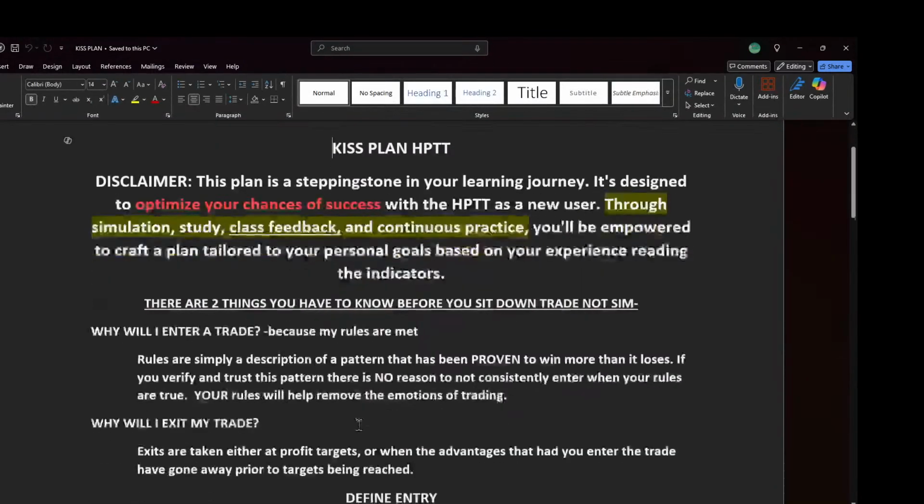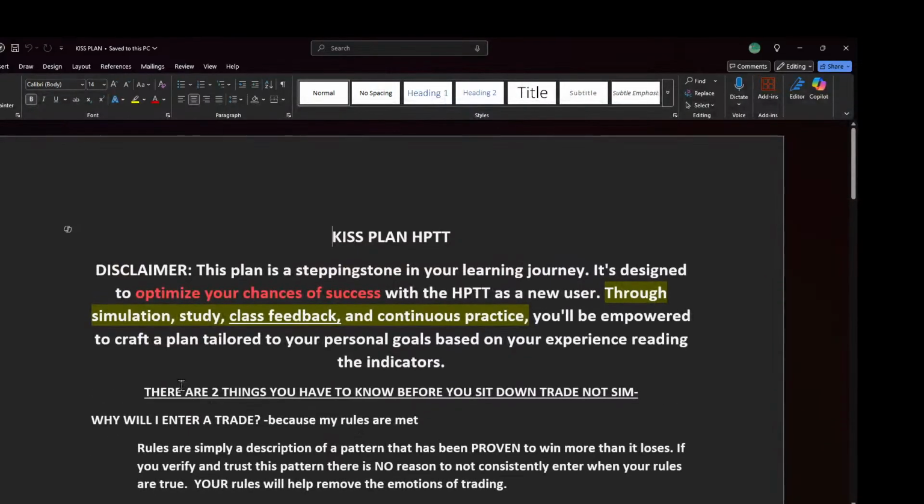The KISS plan uses that checklist. And the KISS plan is a stepping stone in your learning journey, guys. It's the beginning. It's step one. This is freshman year in high school. And this plan is designed to optimize your chances of success with that high probability trend trade as you learn to read your indicators. It's going to be through simulation, through study, through class feedback, continuous practice. You'll be able to write your own plan, and it's going to be based on your ability reading the indicators, guys.